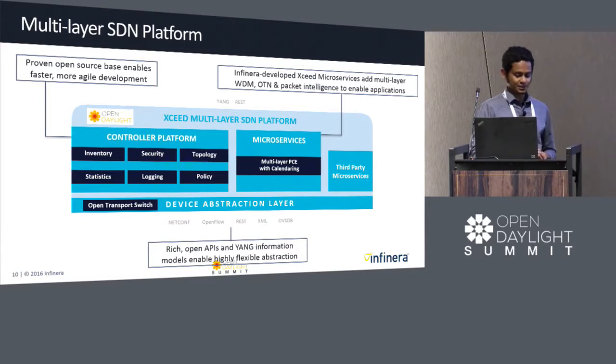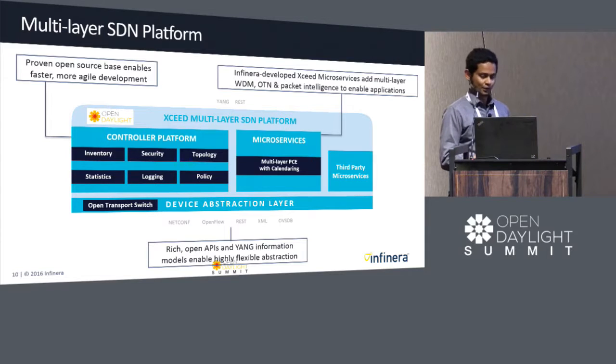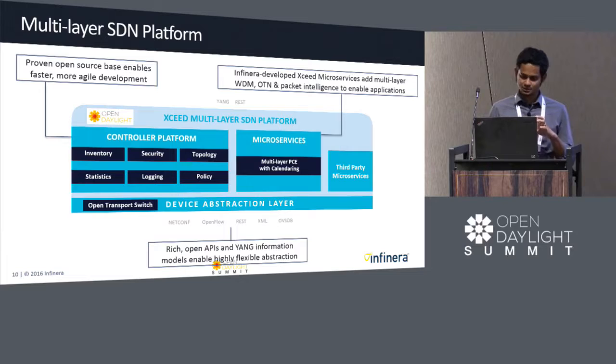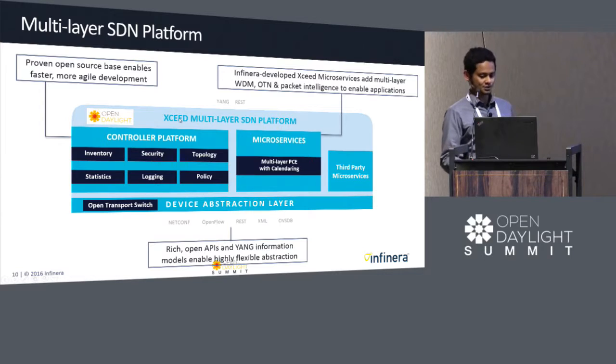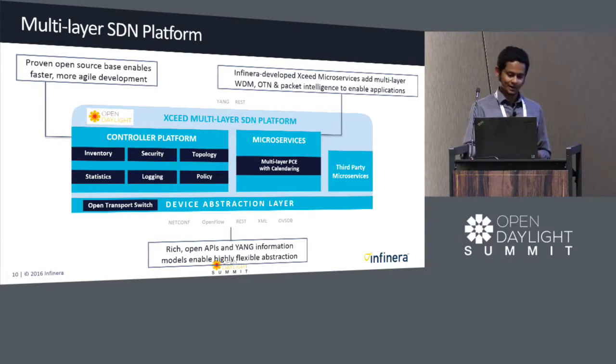Our device abstraction layer is based on something called the Open Transport Switch, which has a model based on a model of the OTWG, the Optical Transport Working Group from ONF. So the ONF OTWG group provided the models on which our OTS is based. But on the northbound of our controller platform, what we expose is IETF models. So we have different models here, and appropriate adaptation is done in the controller platform.